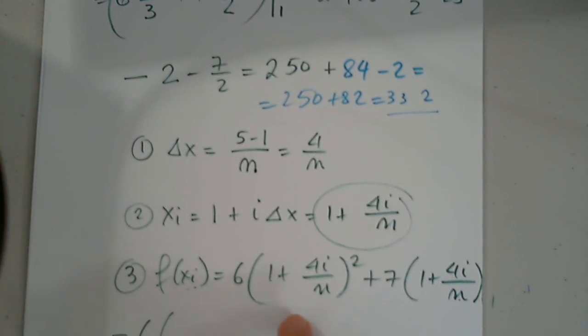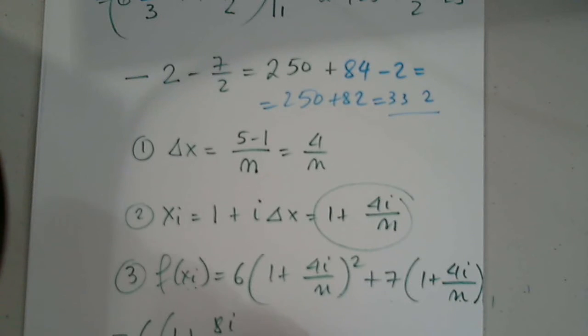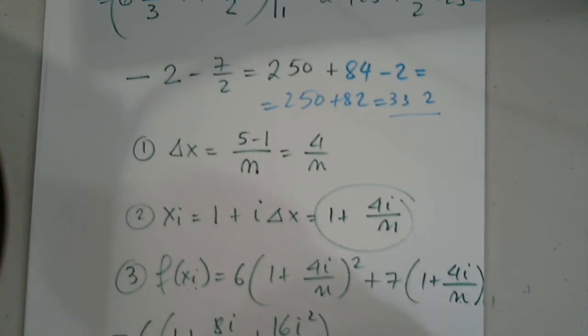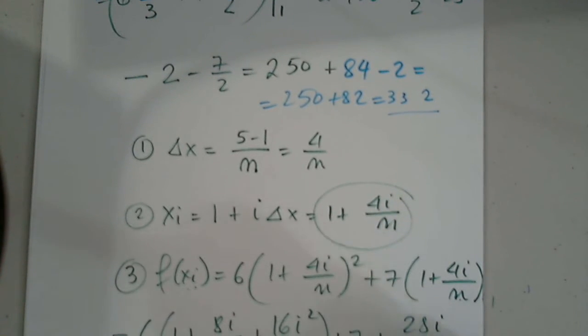So I have 6. Remember, we have 3 terms here. 1 plus 2 times the first times the second is 8i over n, and then plus 16i squared over n squared. And then plus 7 and plus 28i over n.